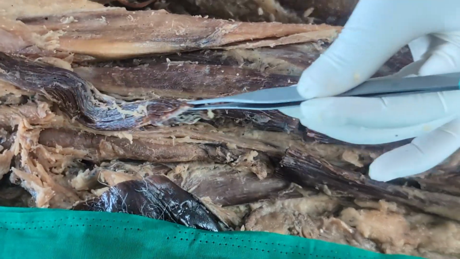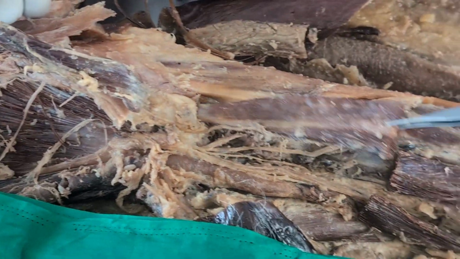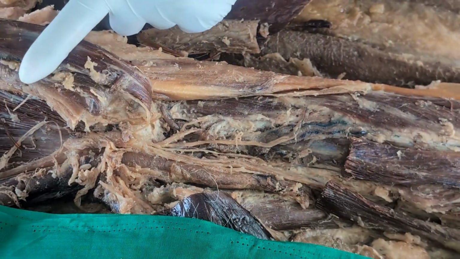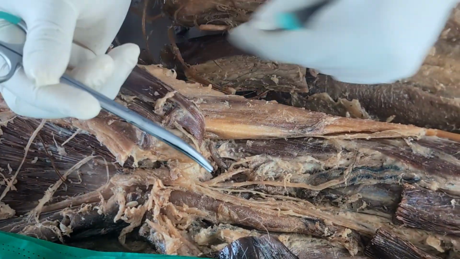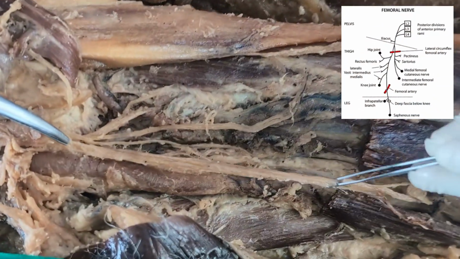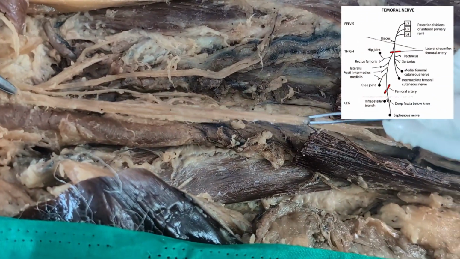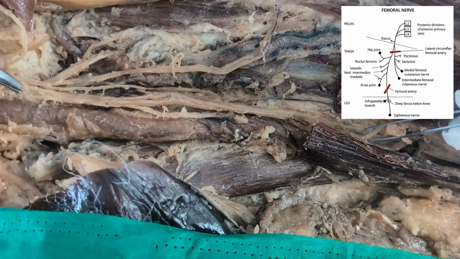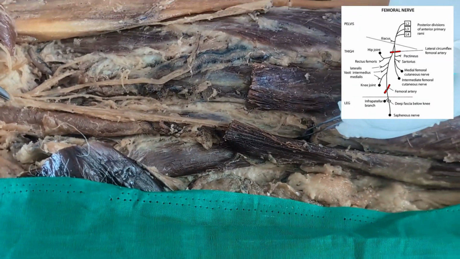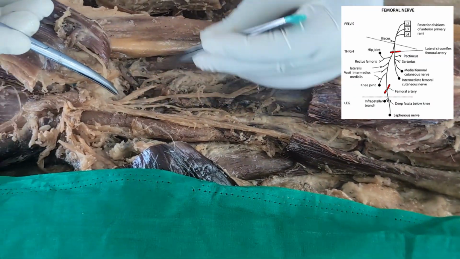We have reflected the sartorius superiorly and the rectus femoris. Now you can see the branches of the femoral nerve. This is the saphenous nerve. It accompanies the femoral vessels into the adductor canal. These are the muscular branches to the quadriceps femoris and sartorius.